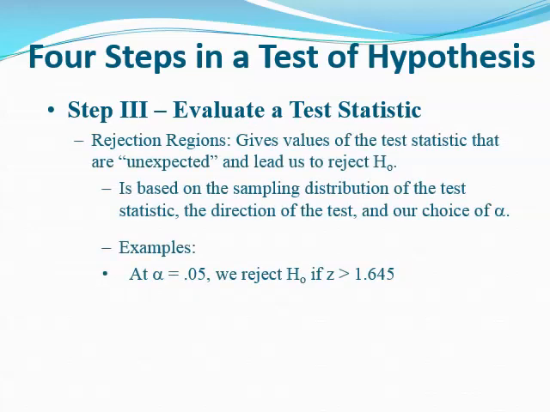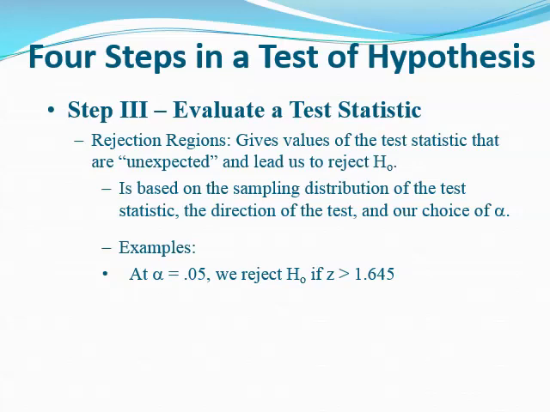The rejection regions, there's actually two ways of doing this. There's rejection regions, and there's another technique that I'll come back later and talk about called the p-value method. The rejection regions is the method that makes the most sense now based upon what you've done recently with sampling distribution. So the rejection regions give values of the test statistic that are unexpected and lead us to reject H naught. Listen to the name. It's called a rejection region. It's a region of the curve that allows us to reject.